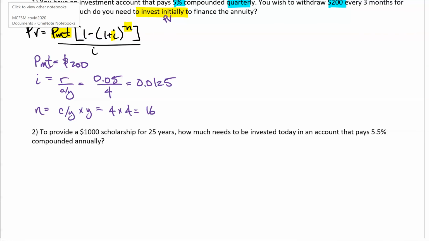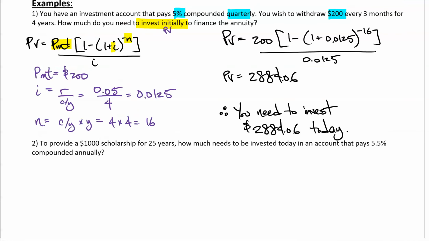In 3, 2, 1. All right, so did you get this? Look at what I've got here. There's the substitution, right? There's a calculation of all the different points and the substitution right here. And you can see just in the very details here that I used the negative 16 up top, and I ended up with a present value of $2,884.06. I'm saying that you need to invest $2,884.06 today so that you can take out $200 every 3 months for 4 years. A total of 16 times.